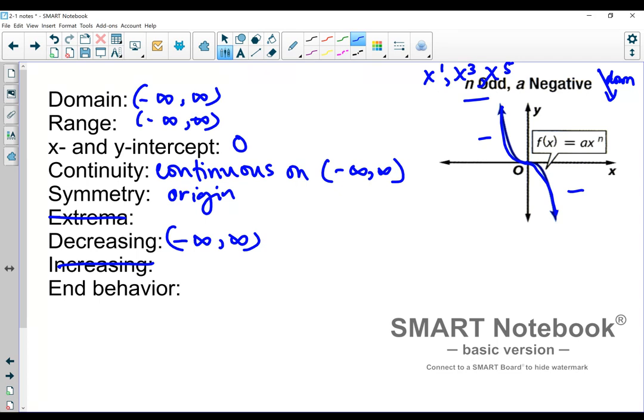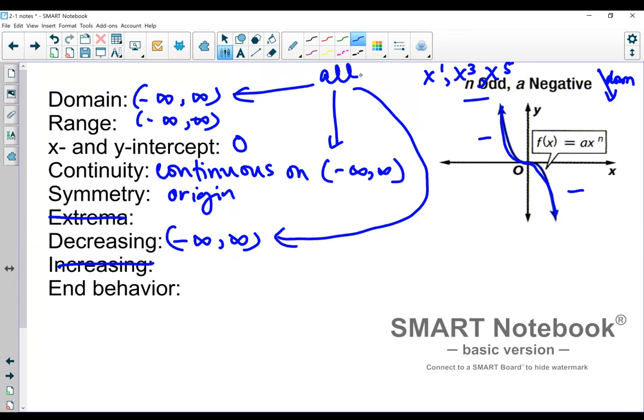One interesting thing to note here is that my domain, my continuous, my decreasing, these are all x's, okay? That interval notation is all x's. The only time I'm looking at y's is my range. So be really, really careful. I'm talking about what is the y doing and where on x is that happening. So my y's are decreasing. Where on x are they decreasing? They're decreasing from negative infinity to infinity.